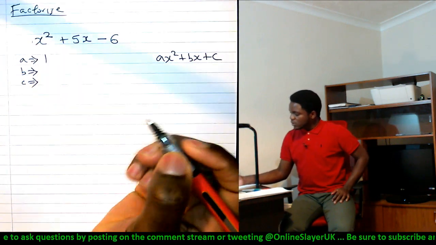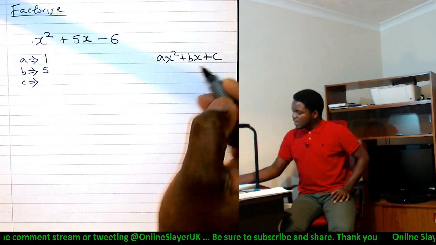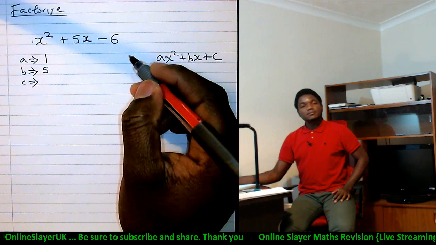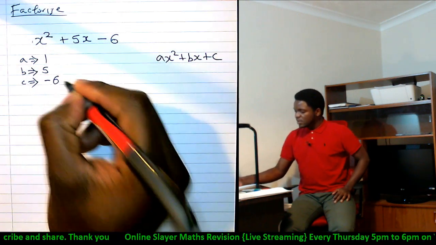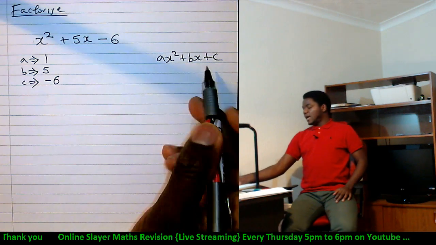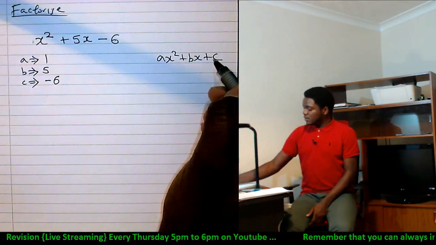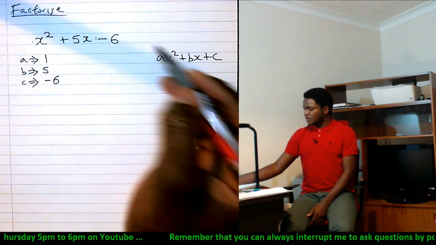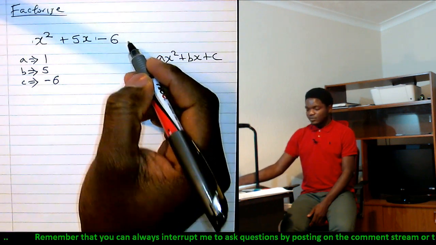So A is 1. What's your plus B? Plus 5. So B is 5. And what's your plus C? Minus 6. So C is minus 6. If you take C as just 6, then you're wrong because there is a minus here. And this is the same thing as plus minus 6. This is plus C. And this is plus minus 6.